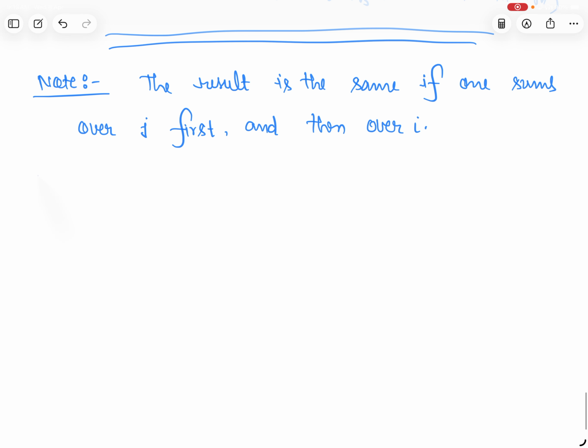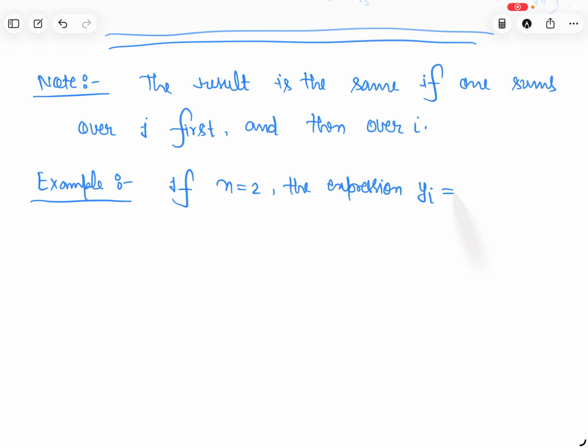Now example, if n is equal to 2, the expression yi = ci r a rs xs stands for the two equations.